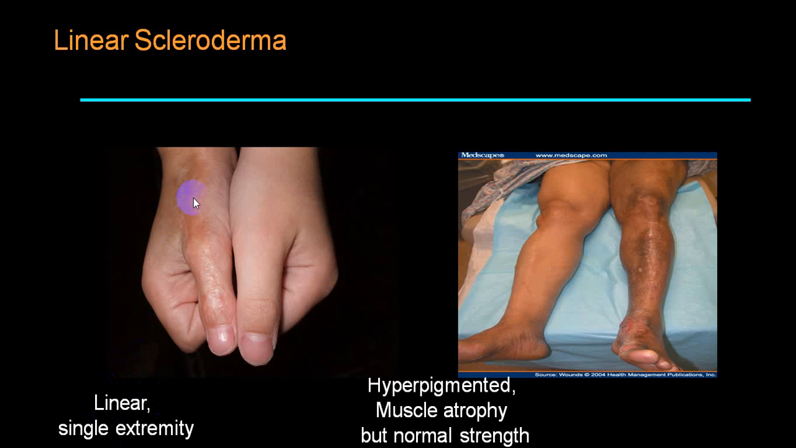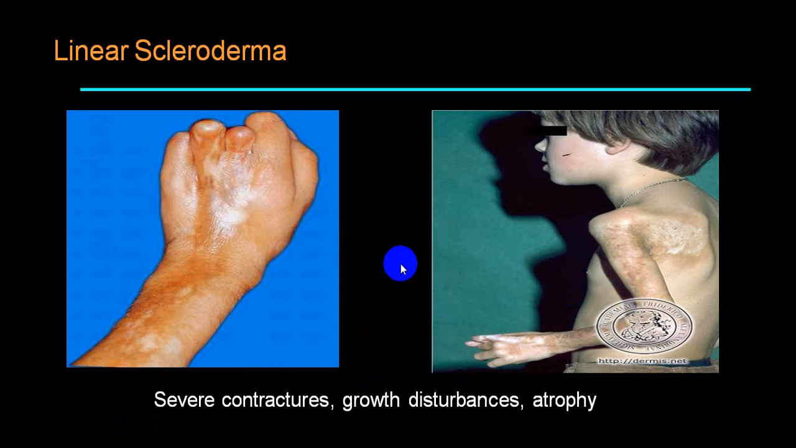This is linear scleroderma. You can compare the two. This is linear, only in one part of the body. There is hyperpigmentation. You can compare these two. There is muscle atrophy. This is again linear scleroderma, only involving one side of the body.